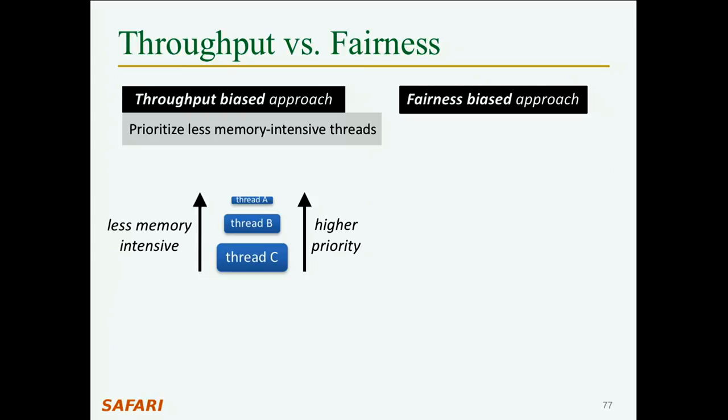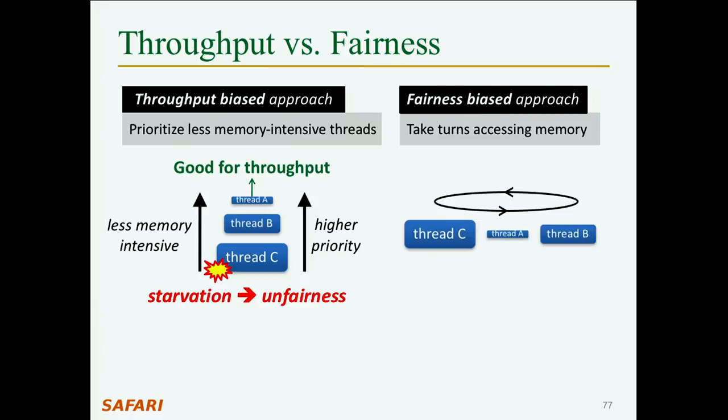You can think of these as mice and elephants. If you really want to maximize the speed, you want to prioritize the mice. They move fast. Elephants are slow, right? That's good for throughput, but elephants might die, right? Basically, they may starve if you actually prioritize a lot of mice before them. So that's really unfair to the elephants.